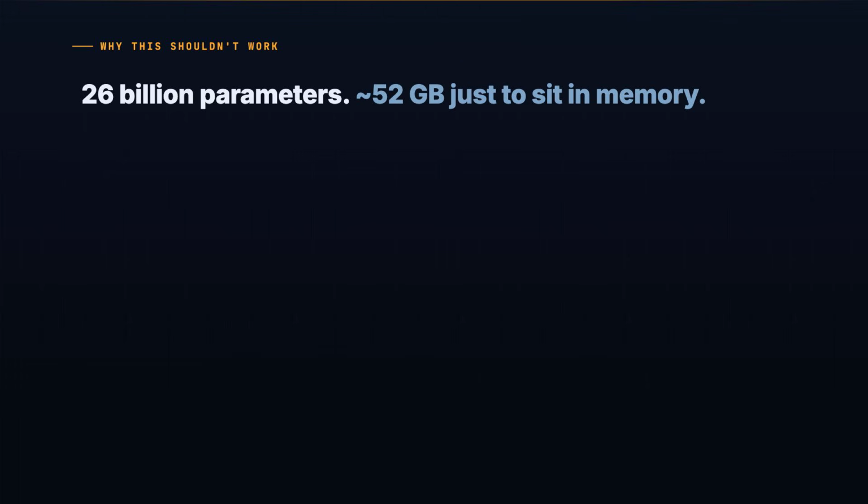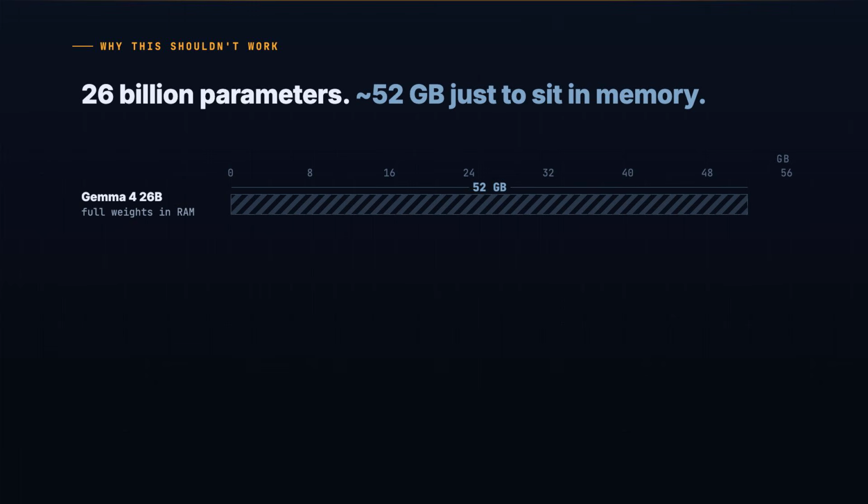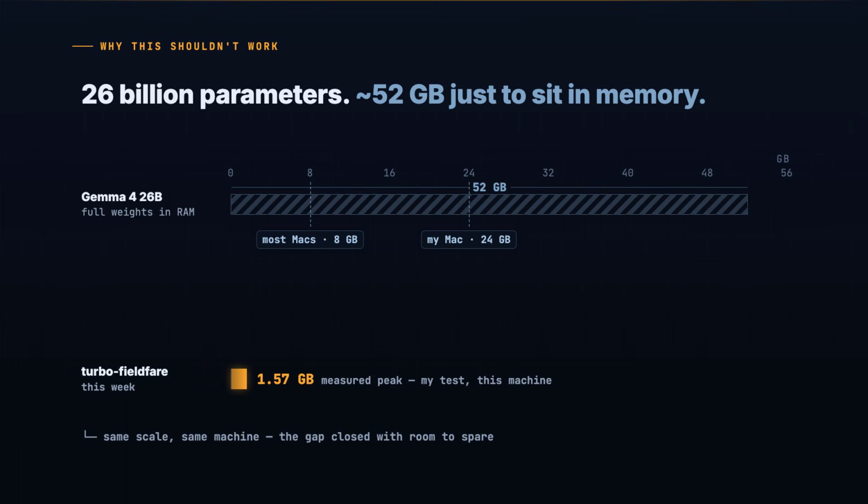Here's why this shouldn't work. A 26 billion parameter model normally needs around 52 gigabytes just to sit in memory. The Mac most people own has 8. Even my machine has 24. That gap is the entire reason people believe local AI belongs to people with server money. This week, an open source project quietly closed that gap, and it did it with under 2 gigabytes.